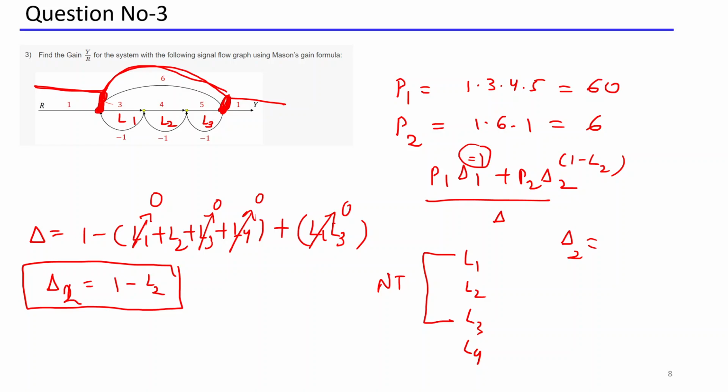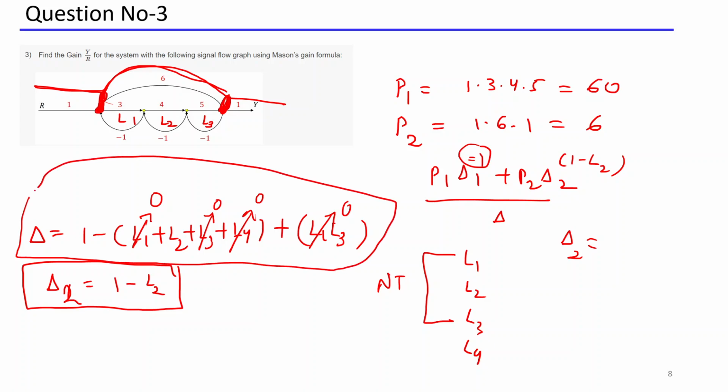Okay, so this is one question. I want to show how we can calculate delta 1 and delta 2, which are touching and which are non-touching, and you can immediately calculate from delta. First you calculate delta. From delta you see which is touching and which is non-touching. Accordingly you make it 0 and find out delta 1 and delta 2. I think everyone is clear on this point. Let me go to the next slide.